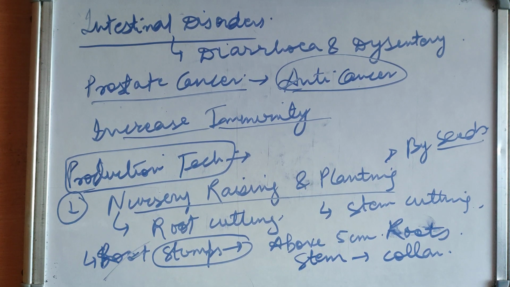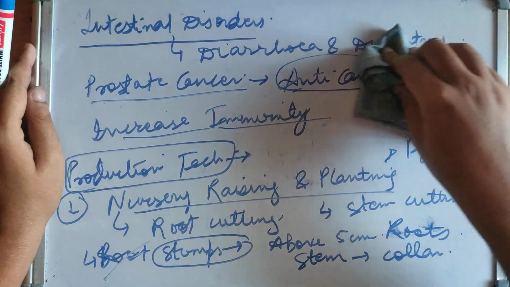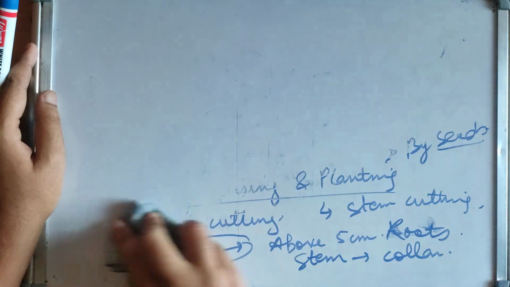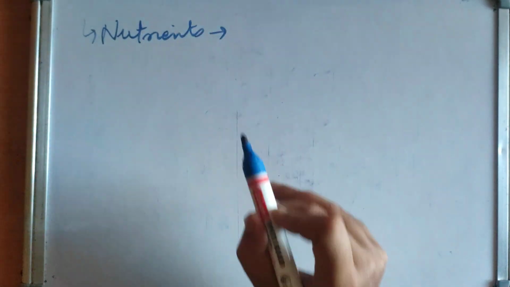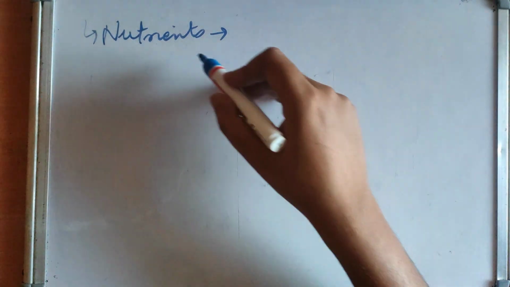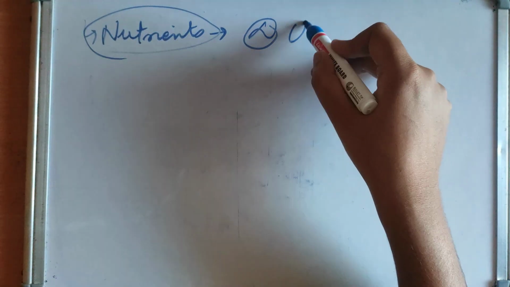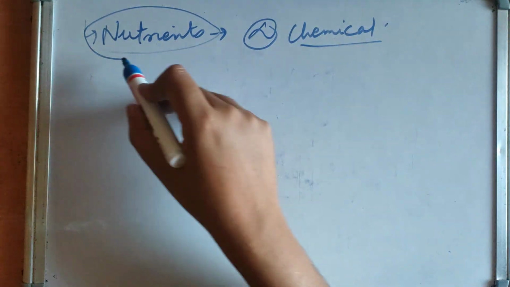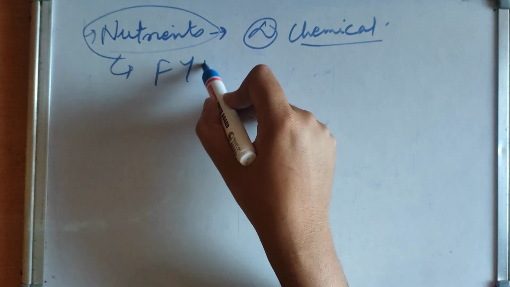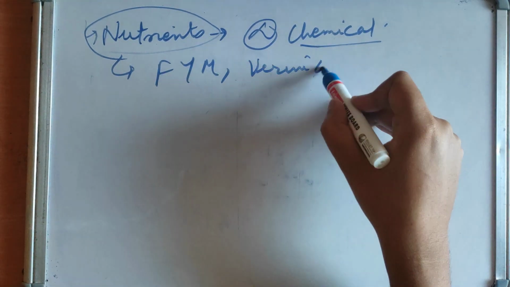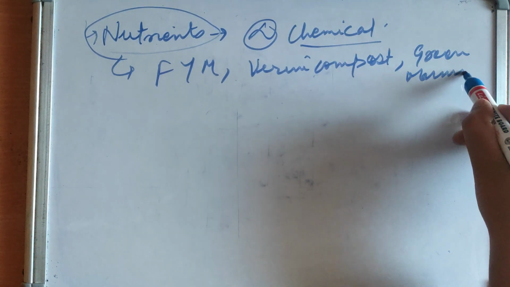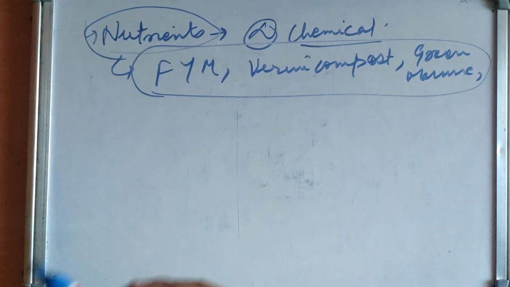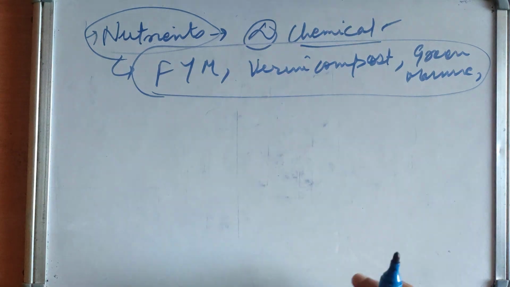Now moving on, what are the nutrients used in the production of Sarpagandha? Here we should produce Sarpagandha without any use of chemical fertilizers. The major nutrient sources are farmyard manure and vermicompost. We can do green manuring, or provide them with green manure, etc. These things will enhance their production. Instead of chemical fertilizers, we should use these things.